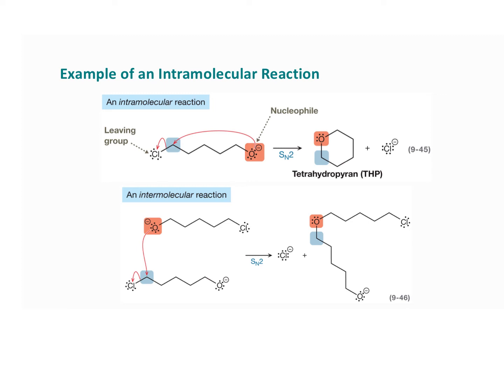So equation 945 here is going to show you an intramolecular SN2 reaction. And what's happening here is this O- on one side of the molecule is acting as the nucleophile, and this chlorine is a leaving group. And so these electrons can whip around and attack this carbon and bump off that chlorine. And now you have formed an ether here. This is tetrahydropyran, also known as THP. Okay, and that's the ether that we formed.